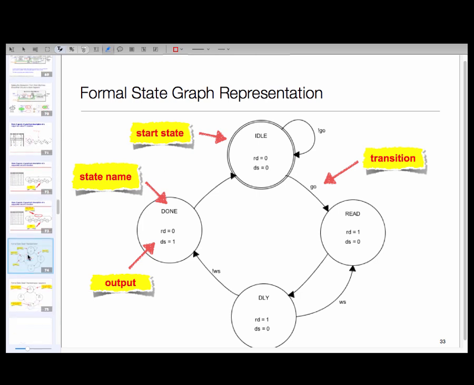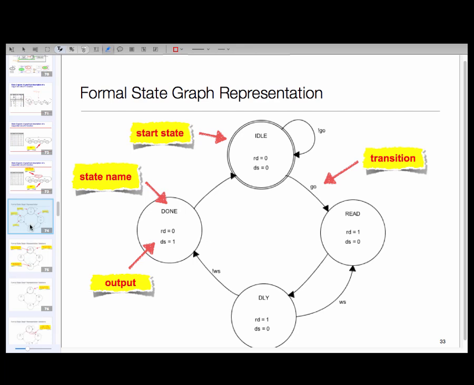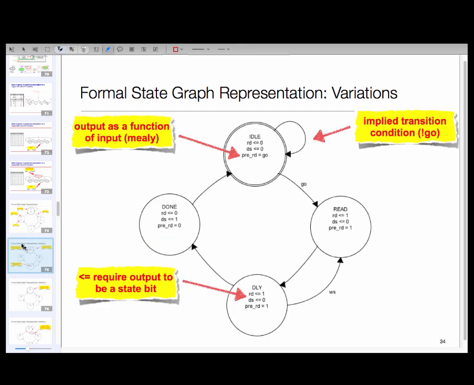Now, there are variants to this basic formalism. Within the tool, see in this particular case, there is an additional output called pre_RD, and that is set to go. So this is what makes it Mealy. It is basically saying in the state called idle, output pre_RD happens to be equal to the go input, and therefore I am no longer dealing with a Moore machine. It is a Mealy machine. Okay, so this makes it Mealy.